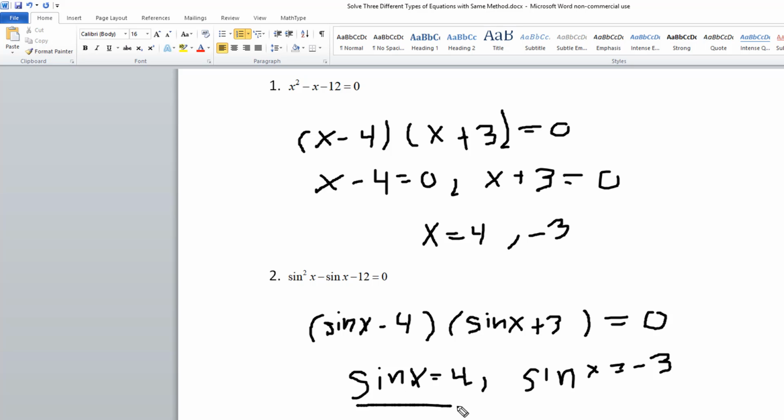So this one here is not possible. Sine of x cannot be greater than 1. Sine of x equal to -3, again impossible. Sine of x cannot be less than -1. So this gives me no solution. So I just put the empty set here. This one has no solution. Put it over here. No solution.